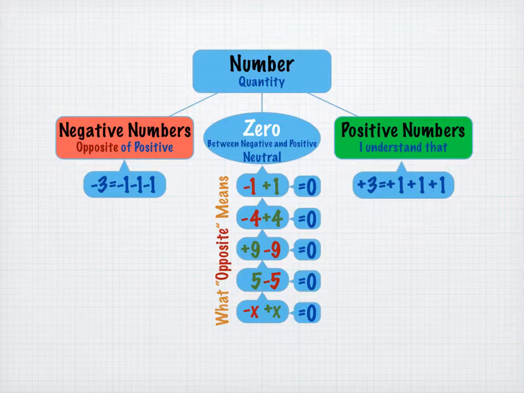There are some other ways you can think about this. You can think of negative numbers as being holes in the ground and positive numbers being mountains. You can think of positive numbers as having money and negative numbers as having debt. You can think of positive numbers as standing in front of something and negative numbers as standing behind it. However you need to think about that is fine. I want to make sure that we understand what this word opposite means and what it means in relation to negative numbers and positive numbers.